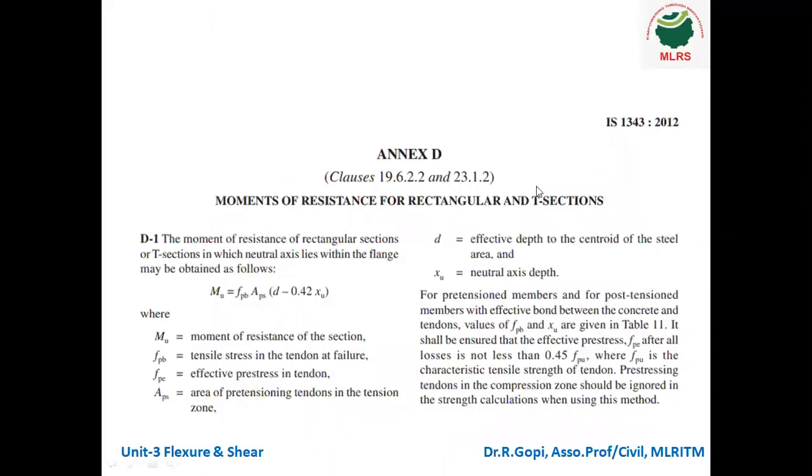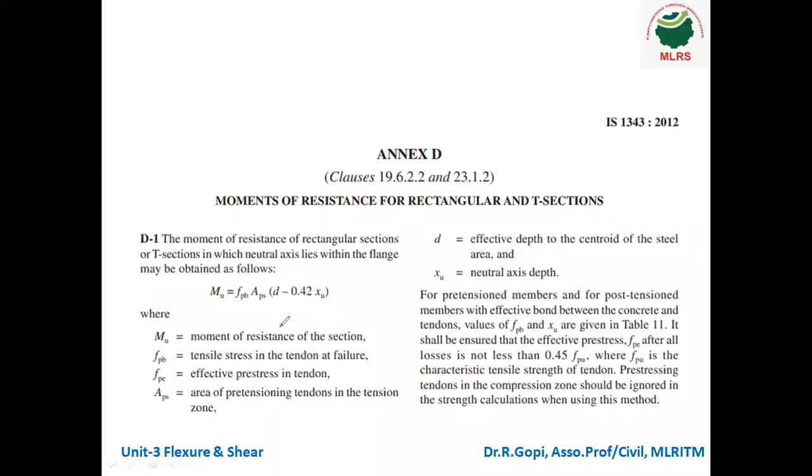So please all of you take IS 1343 Annexure D. You can see Annexure D. Okay, Annexure D is available at the last of the IS 1343 code book. So you can see the same formula. So the moment of resistance of the rectangular sections or T sections.